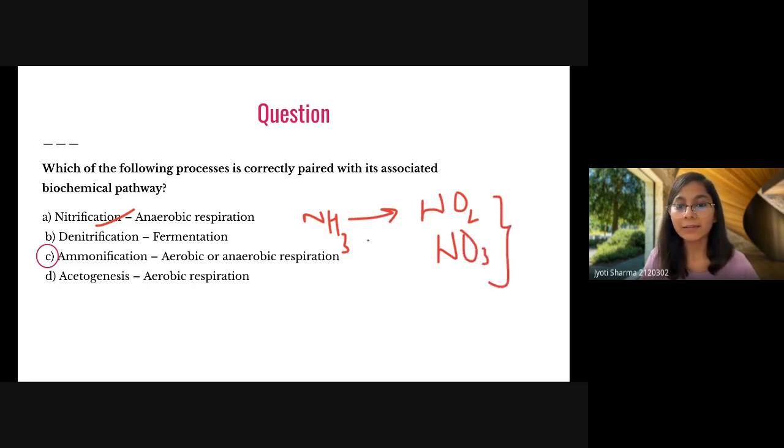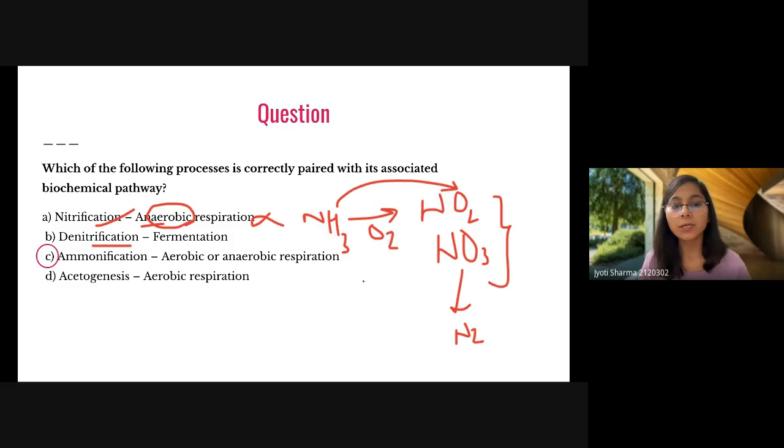And here it was only hydrogen, but here it is oxygen. It means we are having the reaction with the oxygen here, right? So this can't be anaerobic. This must be aerobic respiration in the nitrification, right? So this is not the right statement. If it is denitrification, we have NO2, NO3, and again we are changing into N2. So this is denitrification, and denitrification doesn't come under fermentation. So this is again the wrong statement.